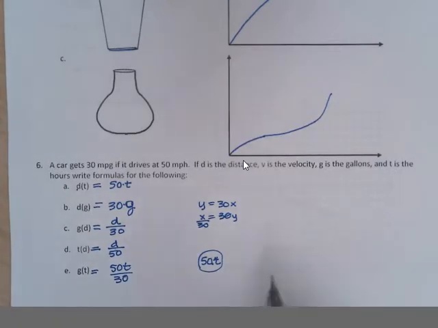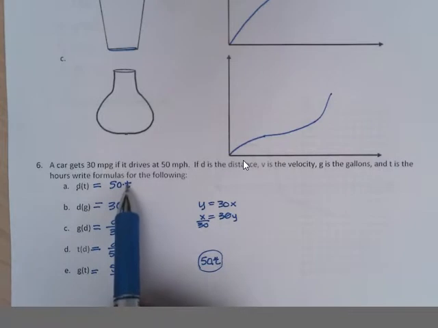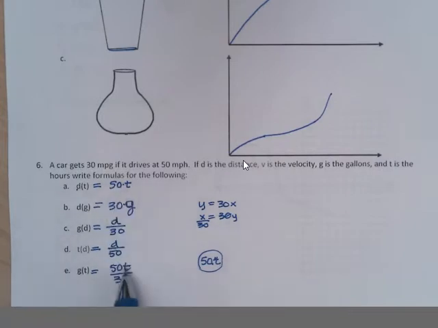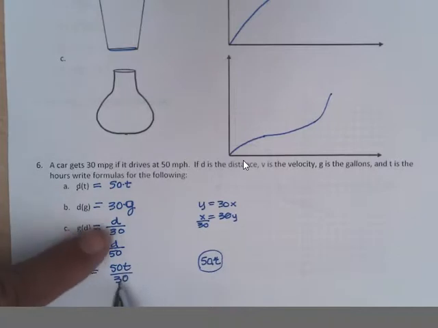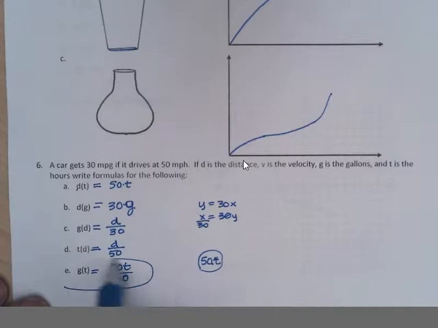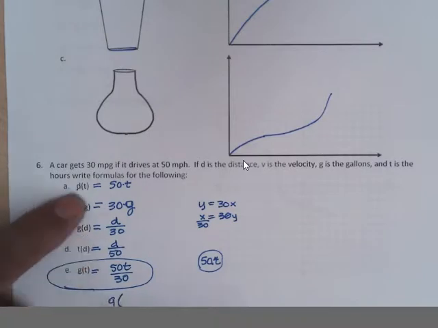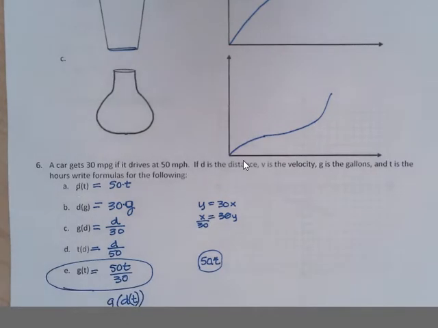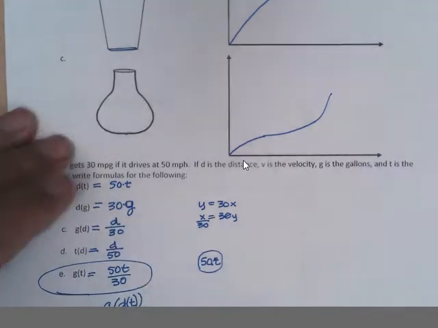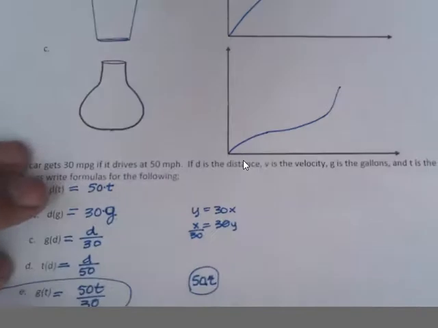Now, if you think about this, if I said 2 hours, 2 times 50 is 100 miles. I take 100 miles, the distance, and divide it by 30, I get the number of gallons. So there's that one. It would also be, if you wanted to, g of d of t. That's an example of the use of composition of functions. That's what this is.